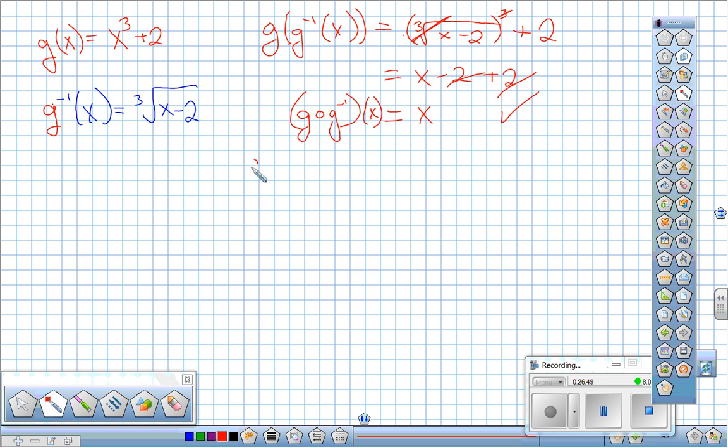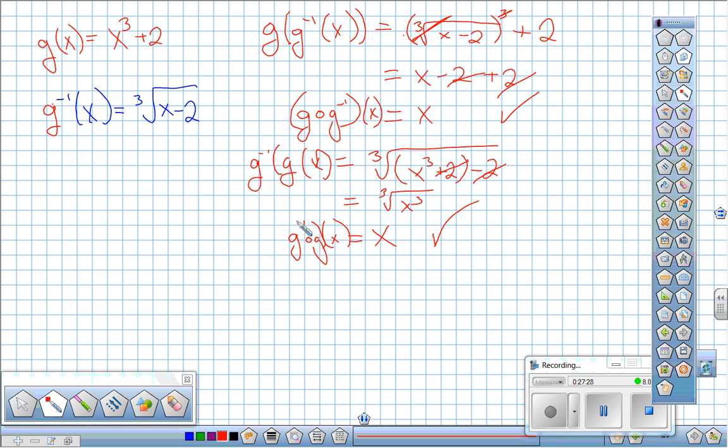Then I'm going to do it the other way around, so I have g inverse of g of x, and I want to get x out as well. So I'm going to start writing g inverse. This has a big old cubed root. Instead of x, I'm writing my original function, which was x cubed plus 2. I'm going to go ahead and add these 2's together. They add to 0, and I'm left with the cubed root of x cubed, which is also x. So this works out good. Since g inverse of g of x also equals x, they are inverses.